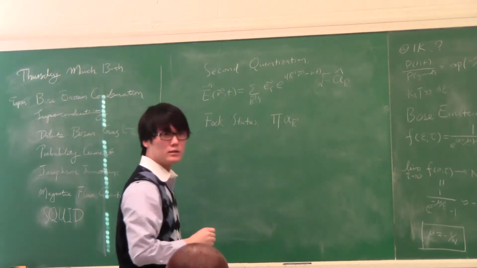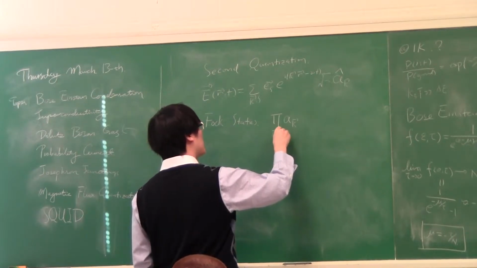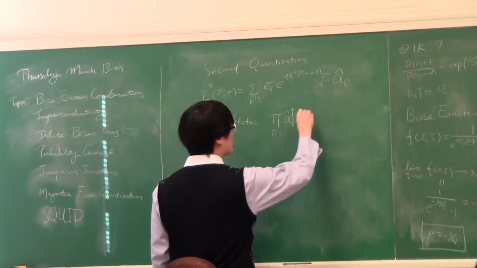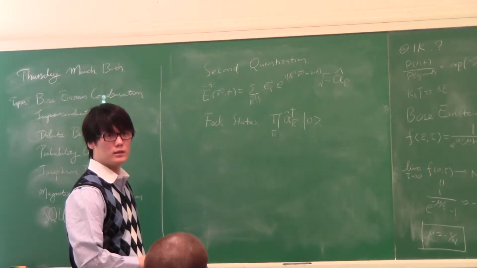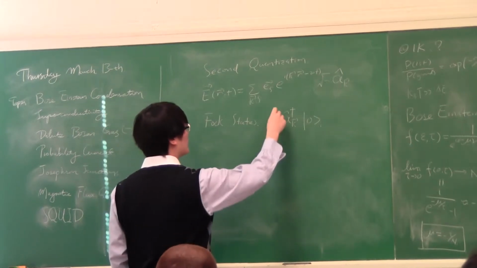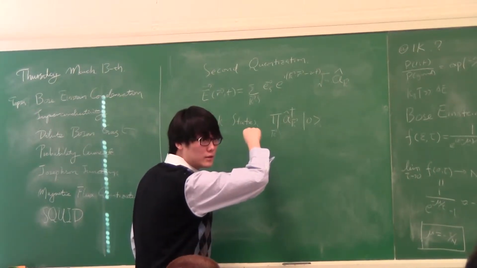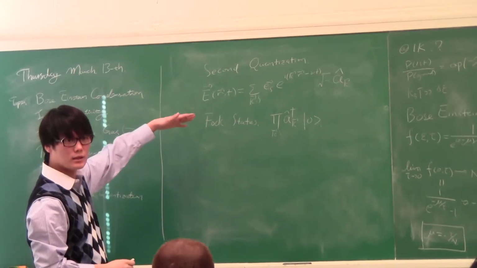To create photons and indicate a state, you use a product of creation operators, creating a bunch of particles into the modes, and this is how you represent the Fock state. Based on the number of particles there should be a normalization factor, but that's not important. So that's how you would do second quantization.